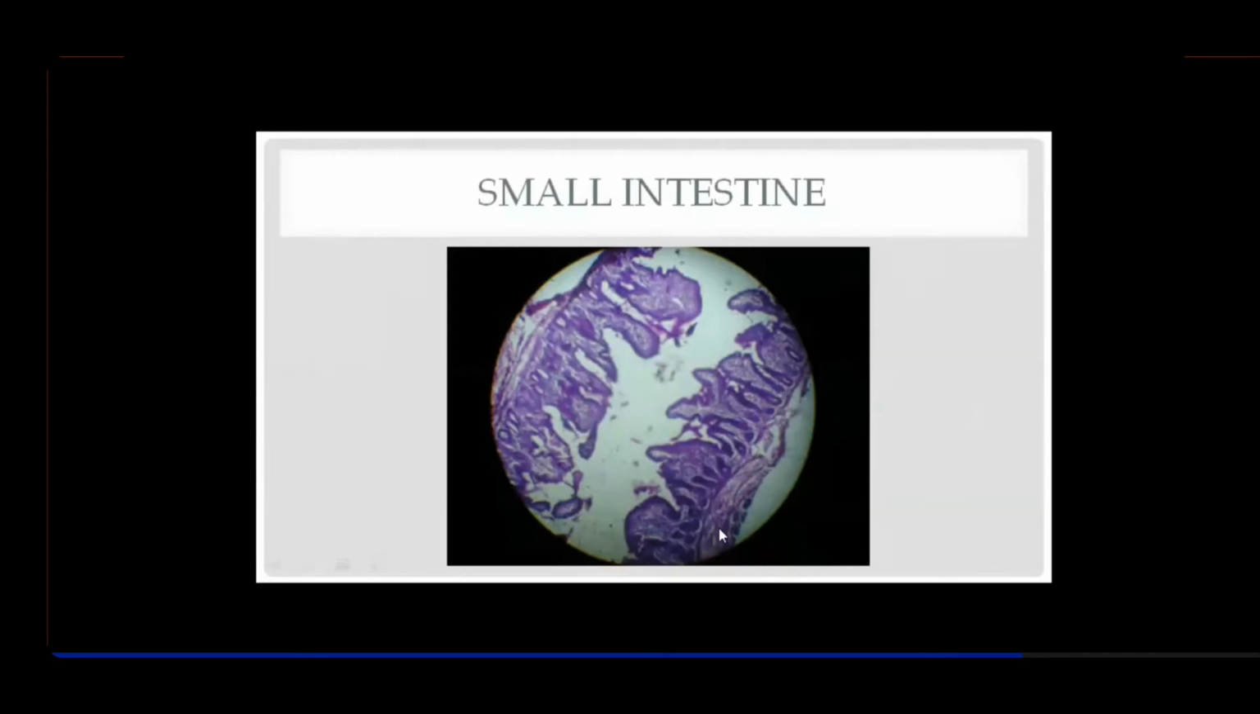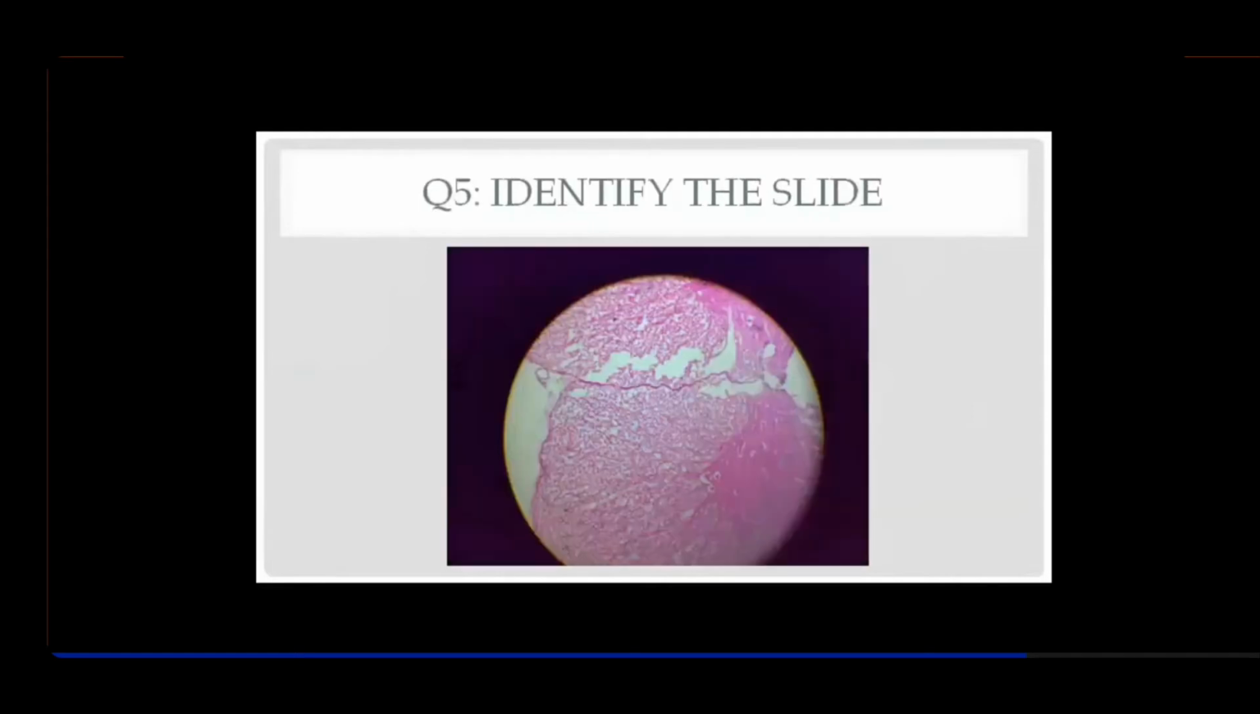And down below, in the lamina propria, you will also find lymphocytes, lymphatic aggregates, a part of GALT, gut associated lymphoid tissue. They're also called Peyer's patches. If you find mucosal glands, the Brunner's glands, then you can easily say that it is a duodenum. Otherwise, it's a small intestine. Identify the slide.